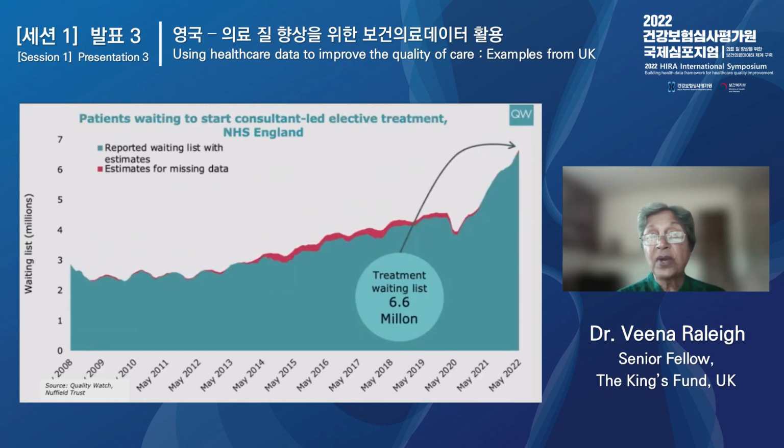This is people waiting to start elective treatment. These are people waiting for example, hip and knee replacements or even heart surgery. And our waiting lists have gone up a great deal to almost 7 million now, mainly as a result of the pandemic.